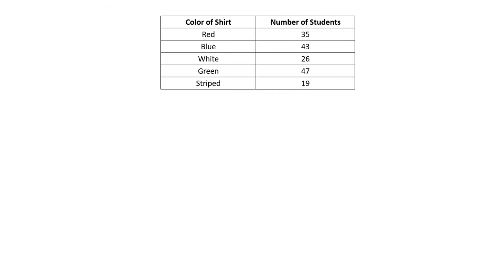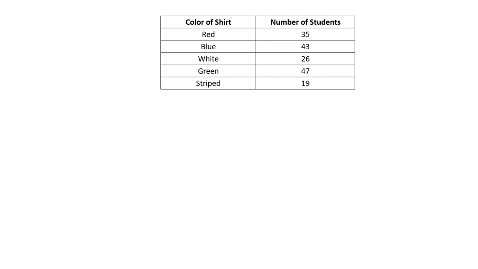So before I make my bar graph, the first thing I must do is to identify the independent and the dependent variable. Now, a variable is just something that can change. So you can see both of these are variables. The color of the shirt can change, and the number of students is also something that can change.